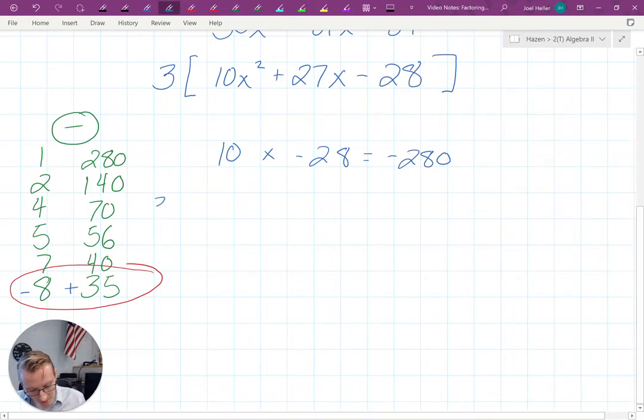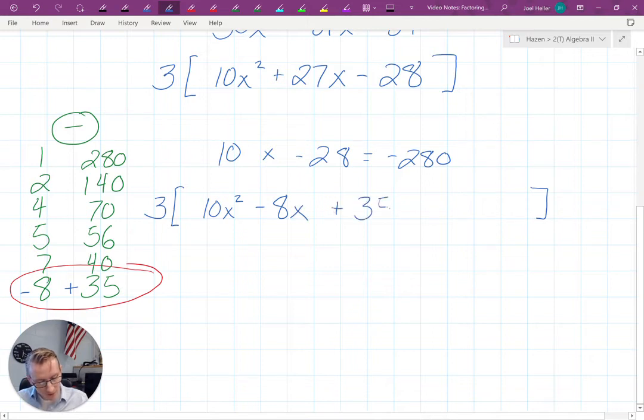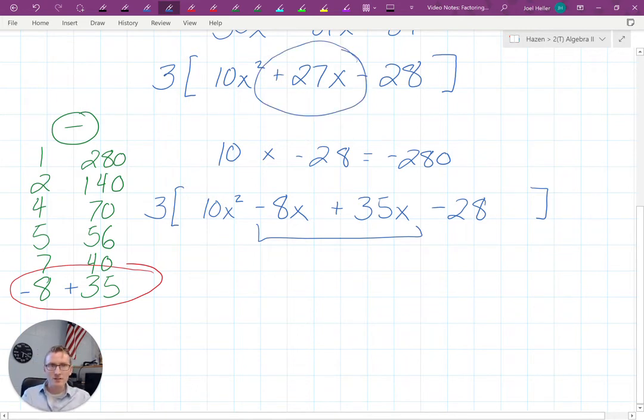We'll just go ahead and keep that 3 on the outside here, just like we normally would. Inside those brackets, we're going to rewrite it so it's 10x squared minus 8x plus 35x minus 28. You'll notice that these two terms, negative 8x plus 35x, add together to give me that positive 27x. That is the middle term.